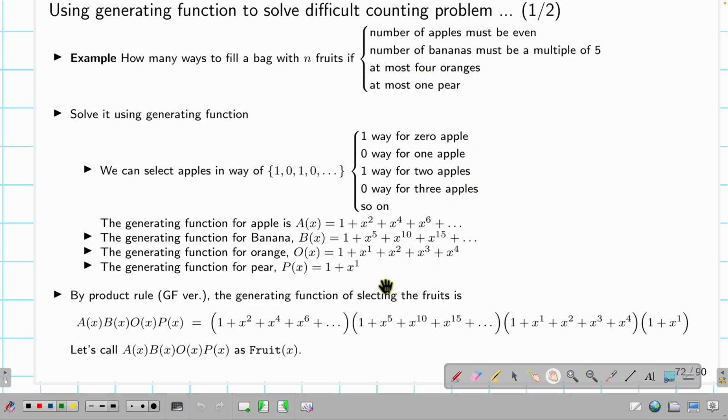At most 4 orange. So no orange, 1 orange, 2 orange, 3 orange, 4 orange. So this is orange polynomial. At most 1 pear. No pear, 1 pear. Okay. Then you want to find a way of filling your bags.